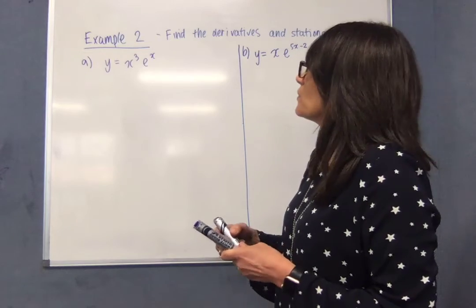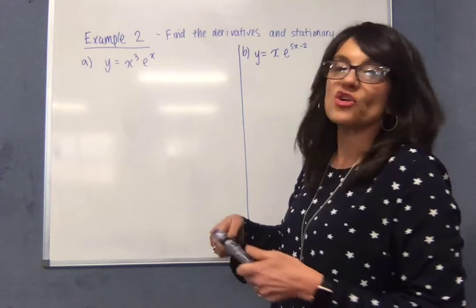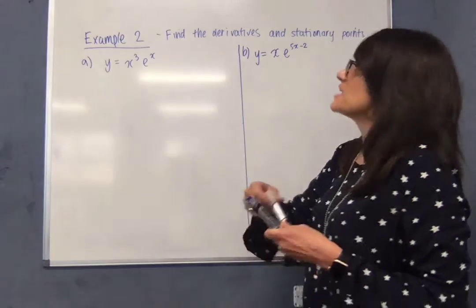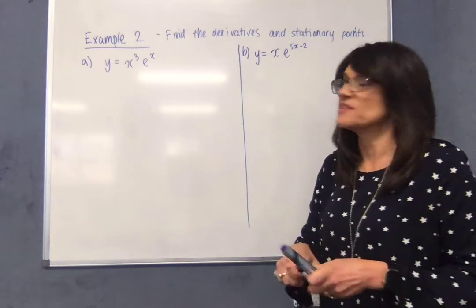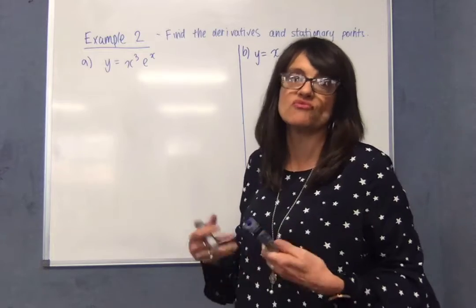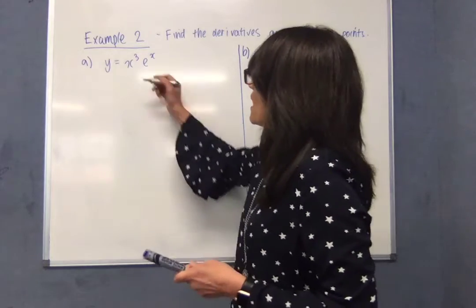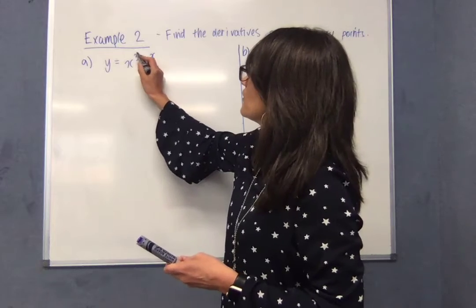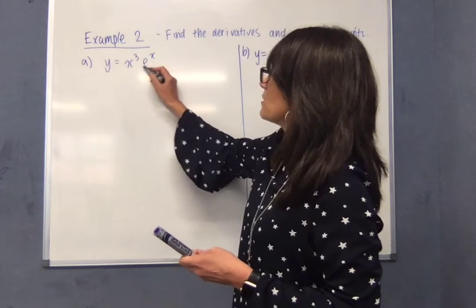Okay, so now we're going to use our prior knowledge of the product rule to be able to differentiate these and find these derivatives and then the stationary point. So just relying on some prior knowledge. So you can see why we need to apply the product rule. We've got one function here being multiplied by another function.